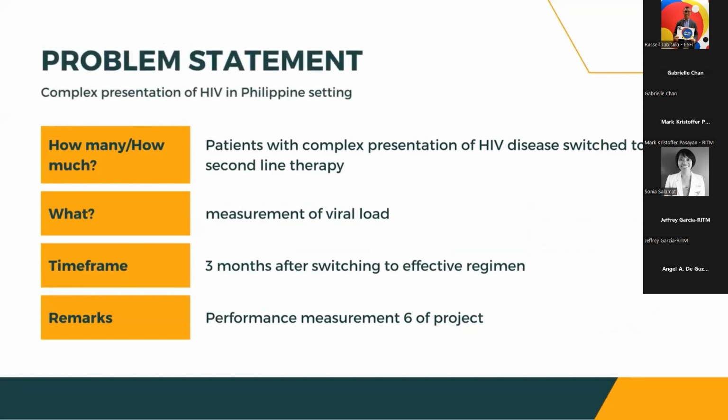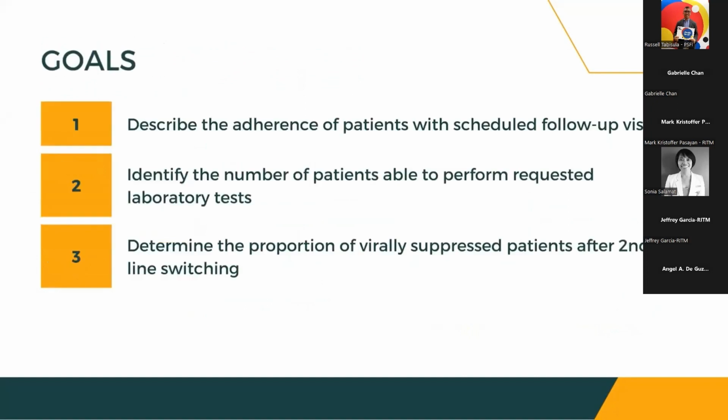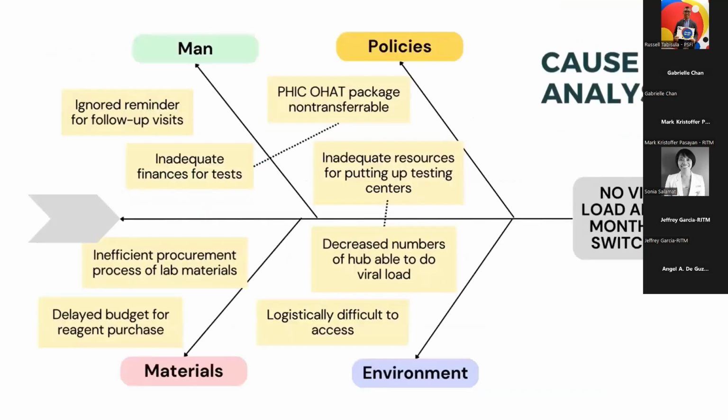For our setting, we would like to propose a problem statement that goes, how many patients with complex presentation of HIV disease switch to second-line therapy have viral load measurement within 3 months after switching? So the goal of this problem statement is to describe the adherence of patients with scheduled follow-up visits. Second is to identify the number of patients able to perform requested laboratory tests. And finally, to determine the proportion of virally suppressed patients after second-line switching.